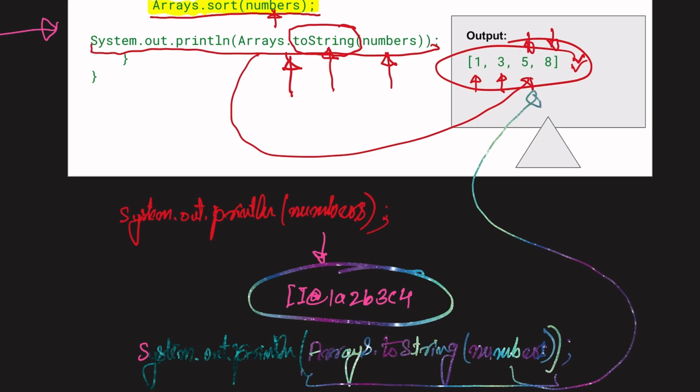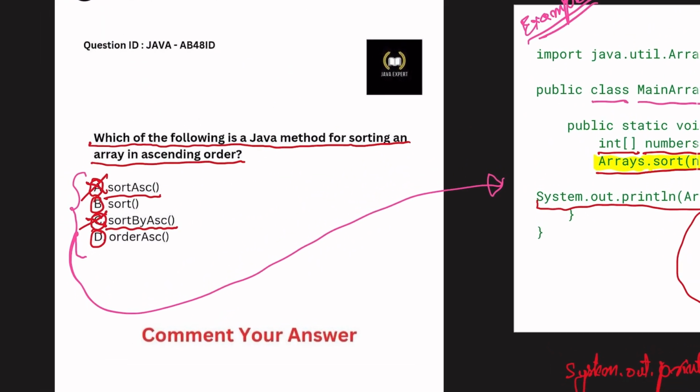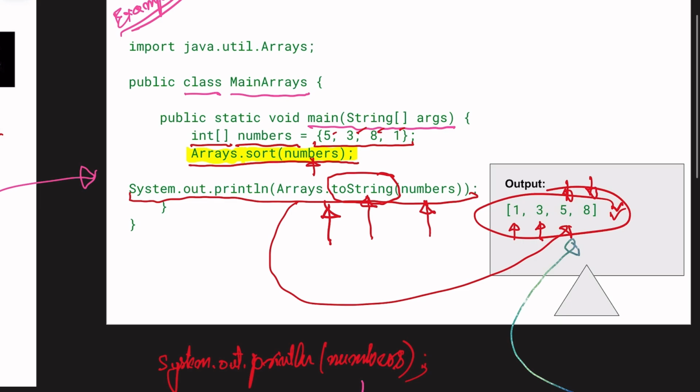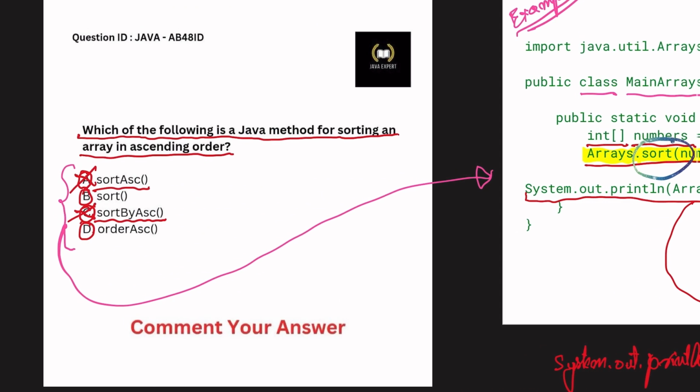So now you know the right method, which is the sort method. But here you can check option D, order ascending. Order ascending is not a real method in Java either. This method name does not exist in the Arrays or Collections classes. So that is why option D is wrong.